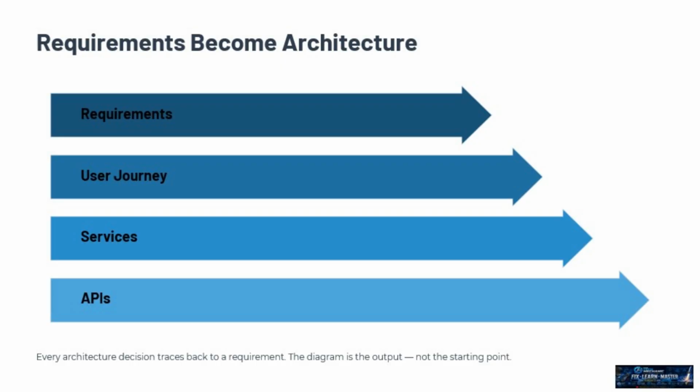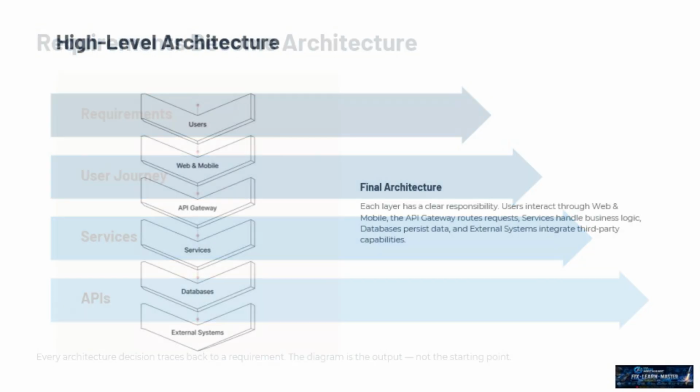At this stage, we can clearly see how architecture emerges from requirements. Requirements define what the business needs. User journeys reveal how customers interact with the system. Services implement business capabilities. APIs connect services. Databases store information. Security protects resources. Scalability ensures future growth. The architecture diagram is simply a visual representation of all these decisions. This is why architects never start with diagrams. They start with understanding the problem and gradually discover the solution.